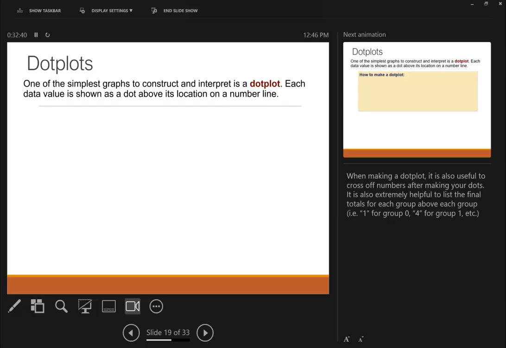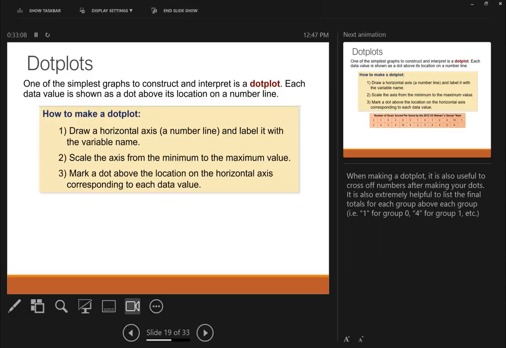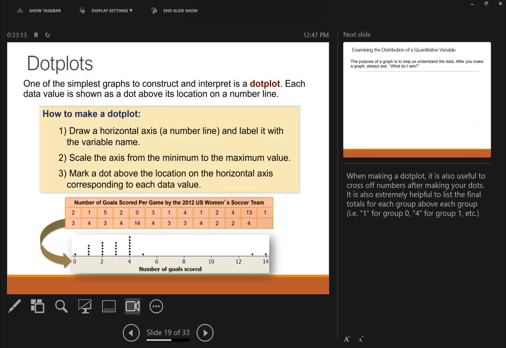The next type of graph we'll talk about is a dot plot. This is the simplest type of graph you'll make. You use this for discrete data. Basically all you have is a number line with the values underneath it and a dot above each number every time an individual with that value is counted. So again, you draw a horizontal line, label it with the variable name, scale the axis, and then put a dot above the location for each data value.